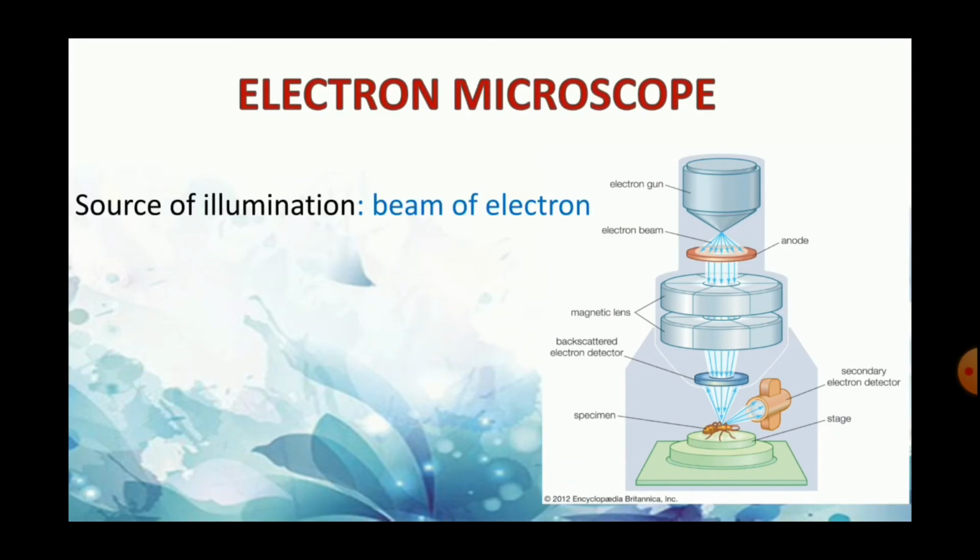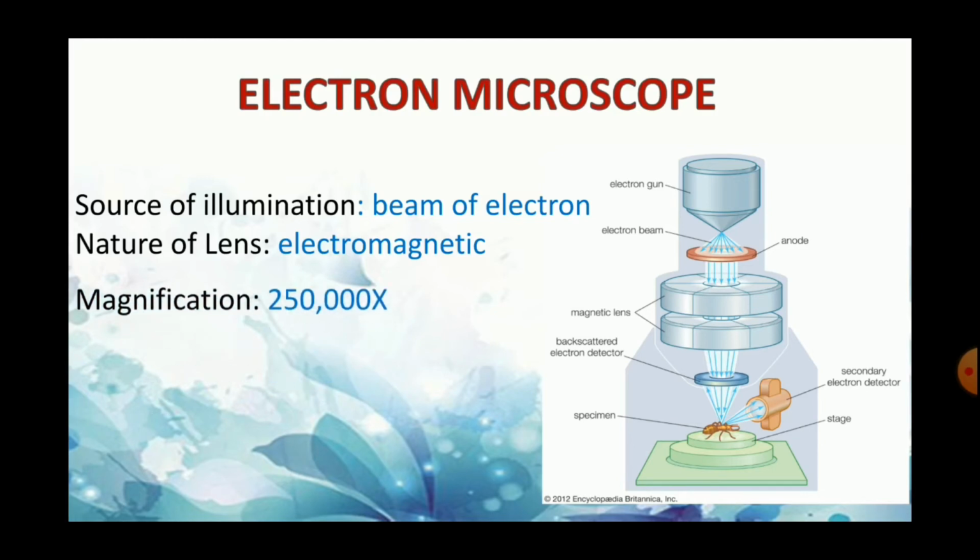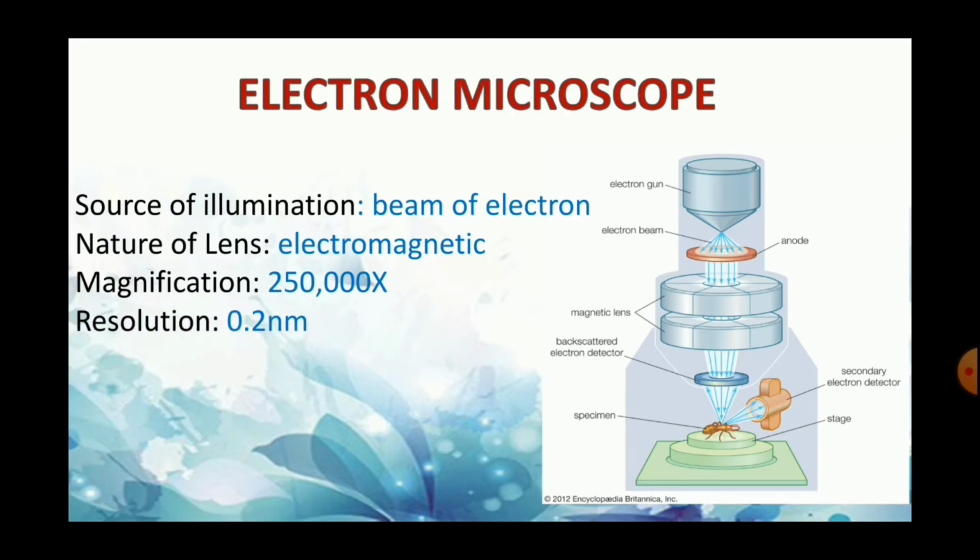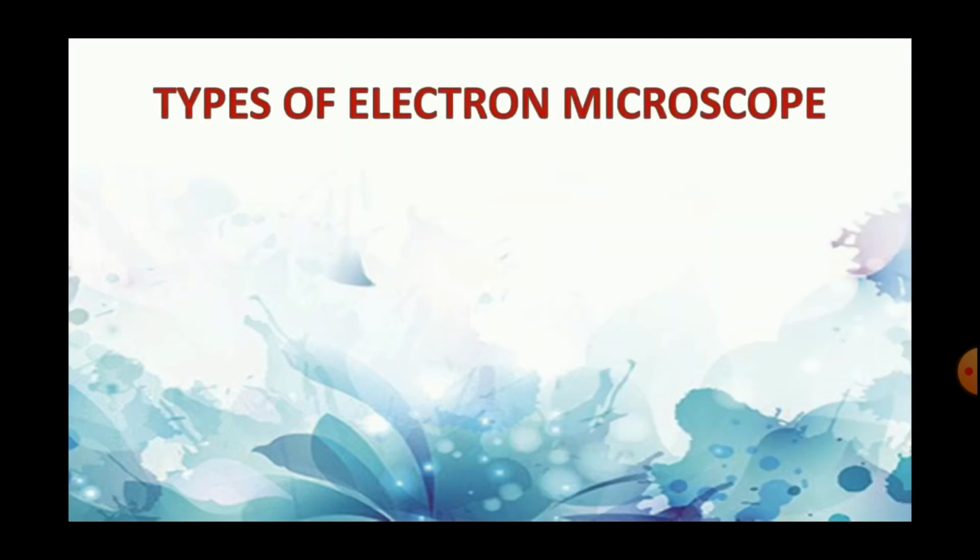Electron microscope. The source of illumination in the electron microscope is beam of electrons, and the nature of lens in this type is electromagnetic lens. It magnifies the image of the specimen up to 250,000 times, while the resolution power is 0.2 nanometer. There are two types of electron microscope.